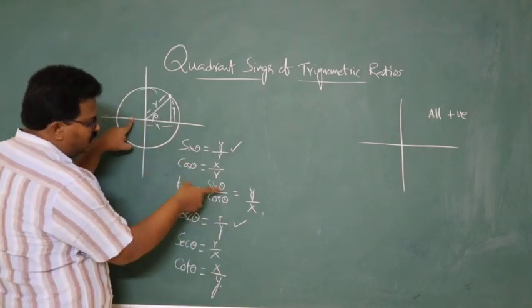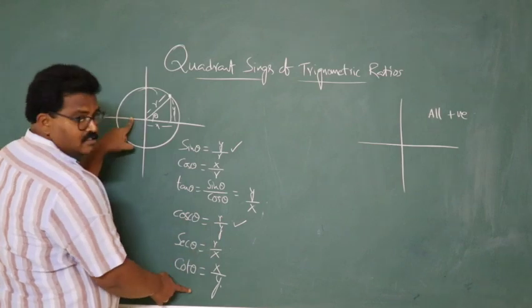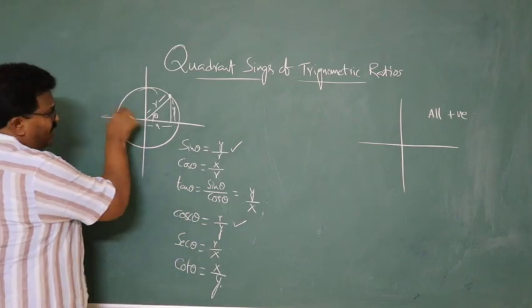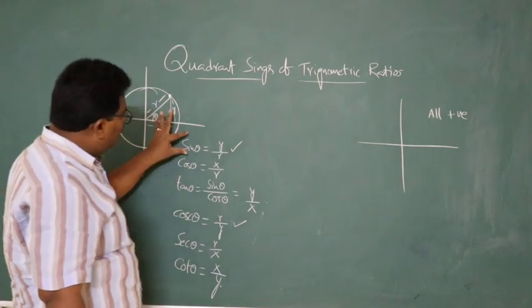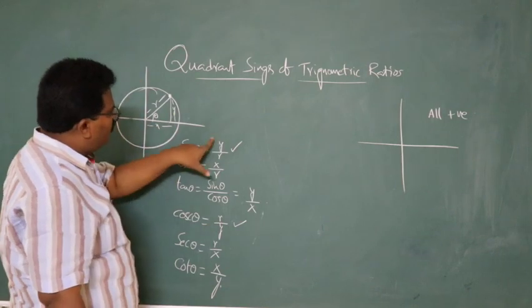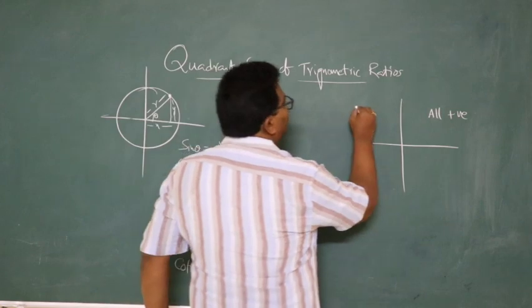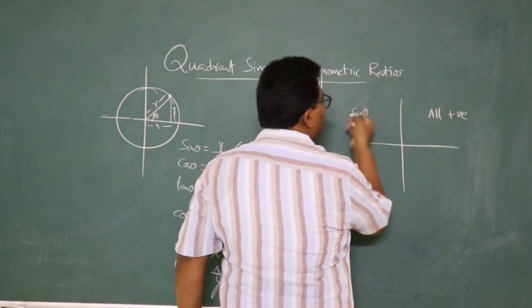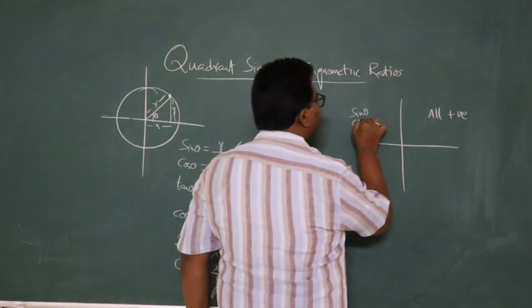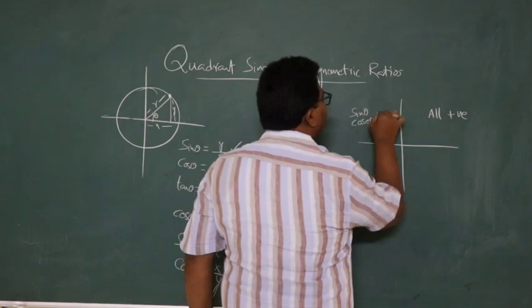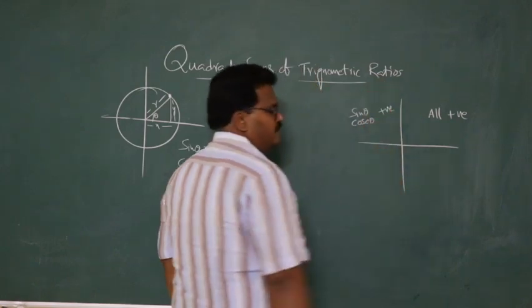Observe this, in the remaining all these x is there. So in the second quadrant, only y is positive. So y, both are positive, the sine and cosecant. So sin theta and the reciprocal of sine, that is cosec theta, these two are positive.